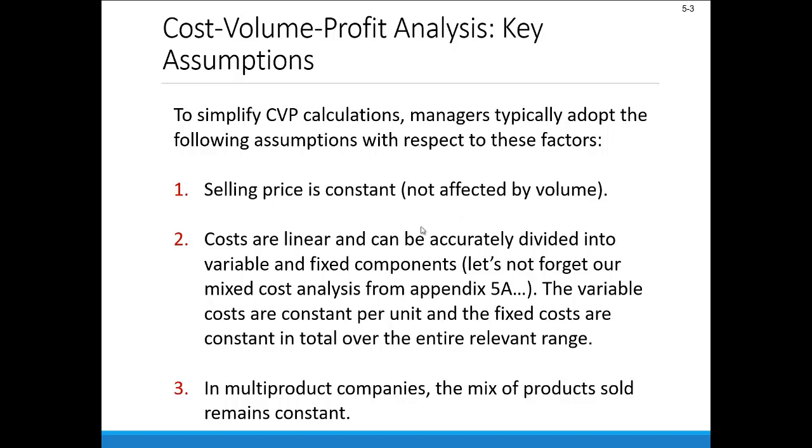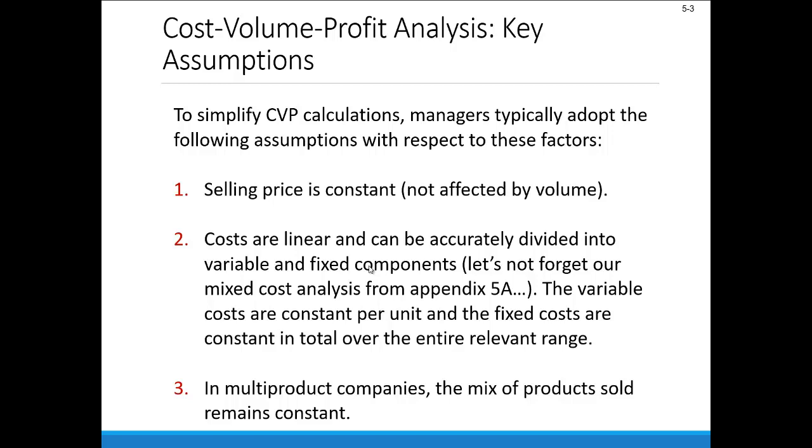We also assume, and this is consistent with what we've been doing earlier this semester, that costs are linear and can be accurately, pretty reasonably divided into variable and fixed components, so that if a cost is mixed even, we can at least separate it into its separate variable and fixed pieces. We're also assuming that the variable costs are constant per unit and that the fixed costs are constant in total over that entire relevant range we spoke about. So relevant range meaning just the range of activity in which we expect to really operate.